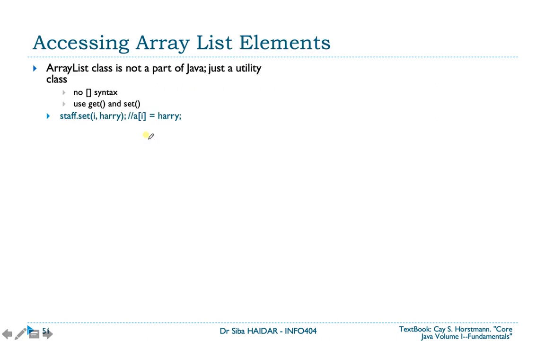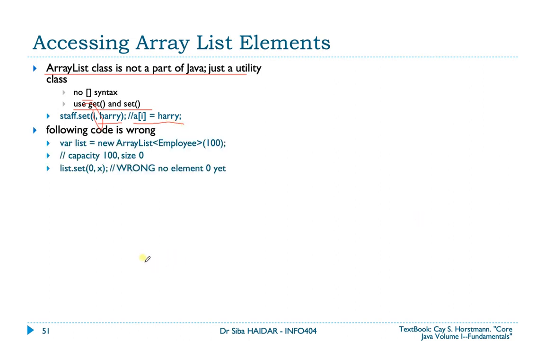We continue our slide presentation, and we see that the ArrayList class is not a part of the Java language. It is a part of the Java utility classes. So the bracket syntax, open square and closing square, is not available. As we have seen in the documentation, in order to see the elements and change them, you have to use the get and set methods. So staff.set at index i, the object reference Harry. This means in the array syntax a[i] = Harry.